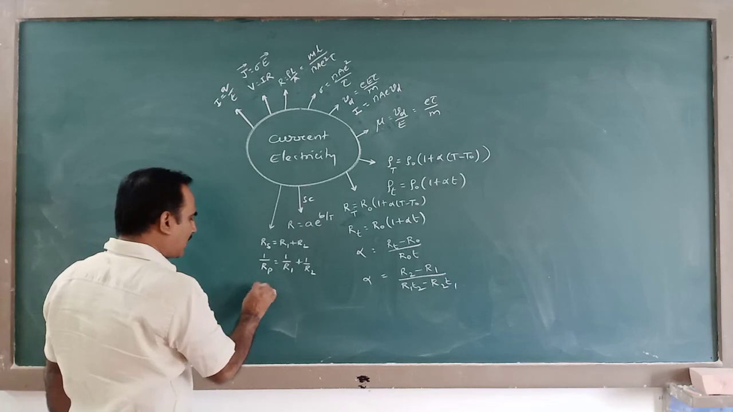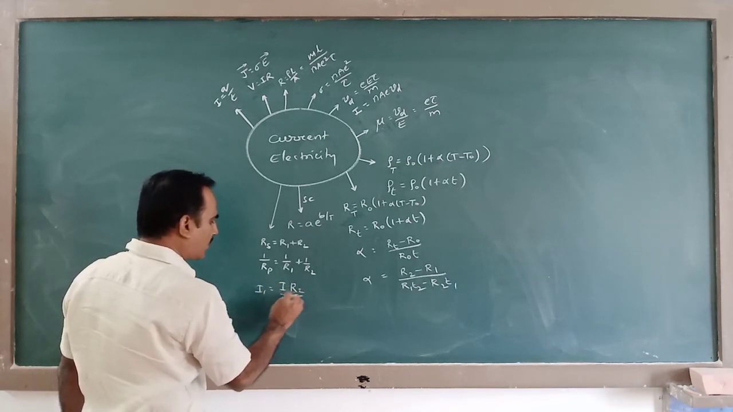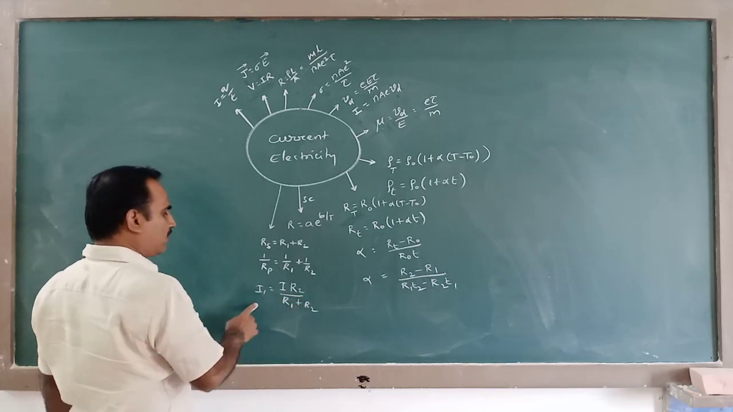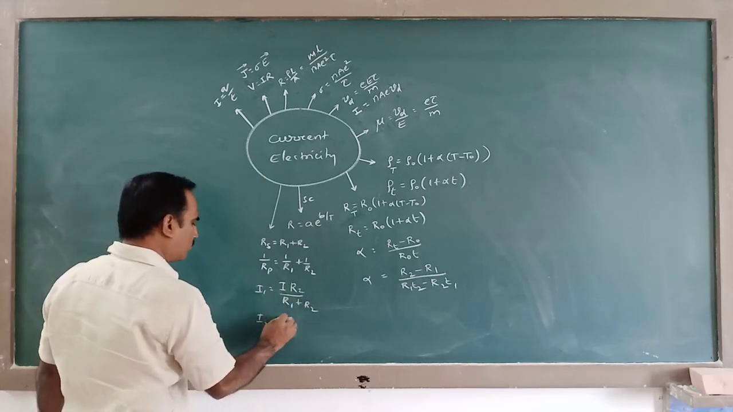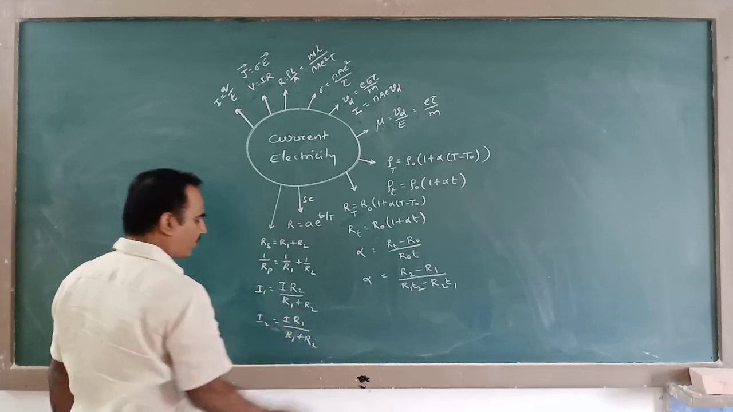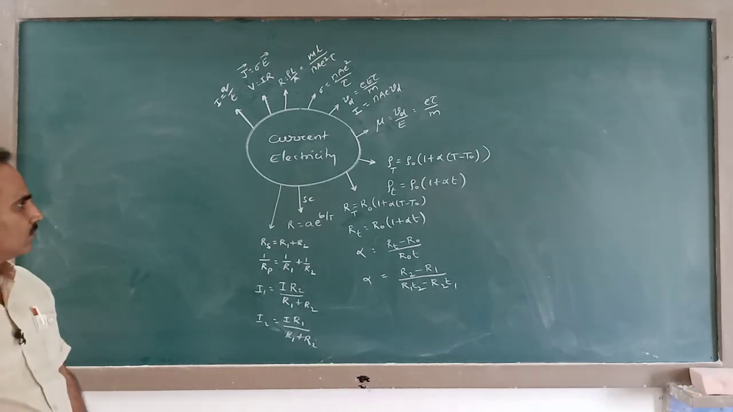So this branch current I1 is equal to the main current into the resistance of the other branch divided by the sum of resistances. So I1 can be written like this, and I2 can be written as I R1 divided by R1 plus R2.